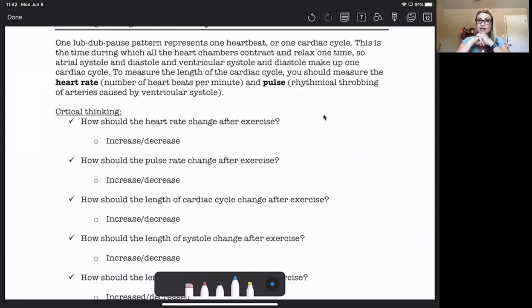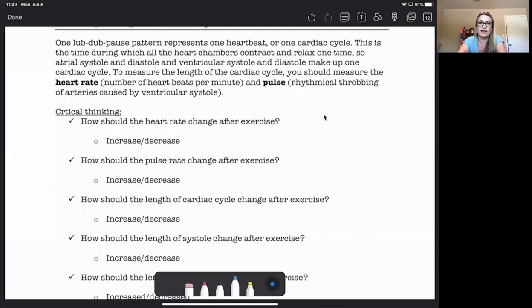If after exercise your heart rate increased, then what does each cardiac cycle have to do? Okay, think about that. Or if your heart rate decreased after exercise, because you're supposed to tell me what it does, then how would each cardiac cycle change after that exercise?